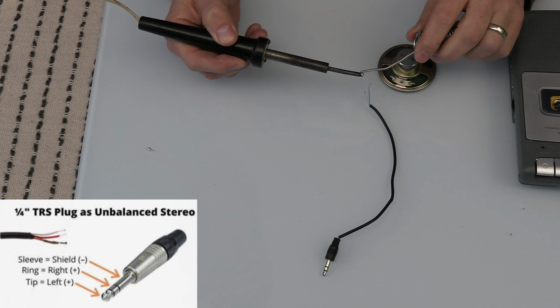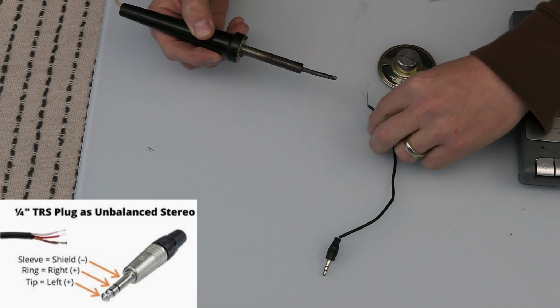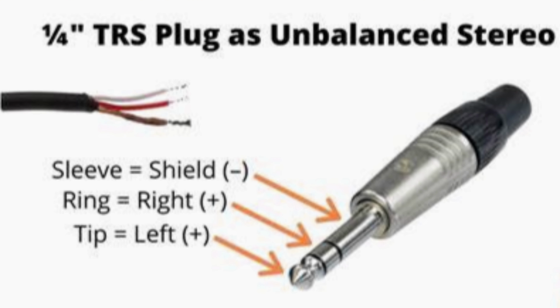I just so happen to have a TRS phono plug lying around. So I'm going to use that. I don't have to use all three wires, unless I plan on recording in stereo. But I only have one speaker, not two. There are three wires. There's three rings on the plug. You need to find out which wire goes to which ring.